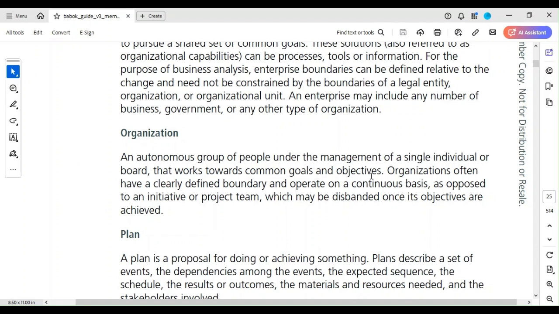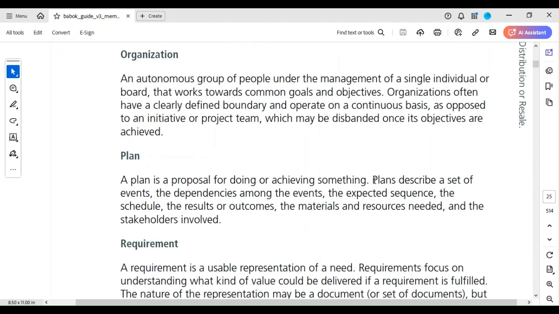Just telling you that they are autonomous under a single individual or a board, and they work towards common goals and objectives. Organizations often have a clearly defined boundary and operate on a continuous basis, as opposed to an initiative or project team, which may be disbanded once its objectives are achieved.